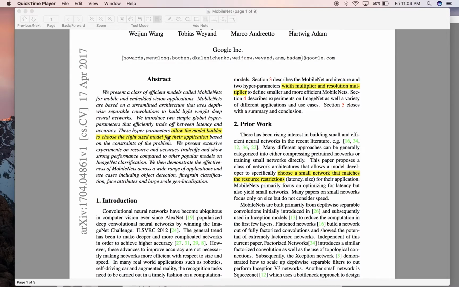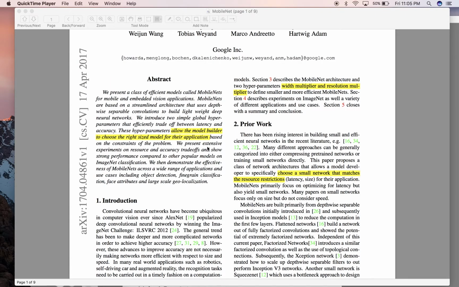These hyperparameters allow the model builder to choose the right size model for their application based on the constraints of the problem. So basically, their objective is to make neural networks much lighter and portable for mobile and embedded vision applications. And they're going to primarily do this by using depthwise separable convolutions, and they're going to introduce two global hyperparameters that can trade off between the speed of the model and the accuracy of the model.